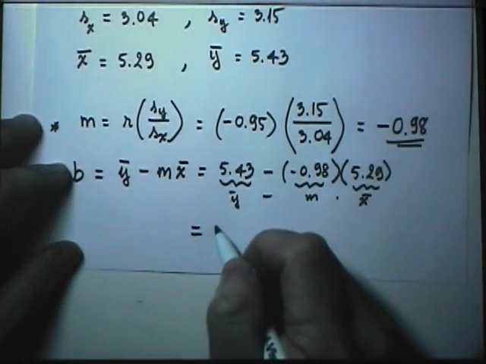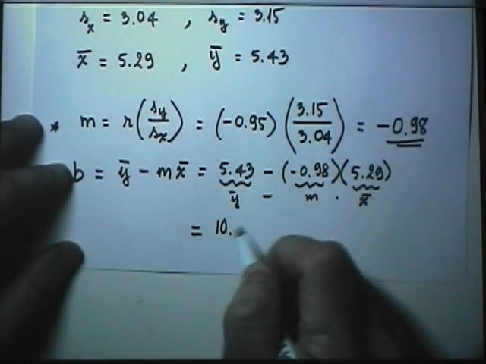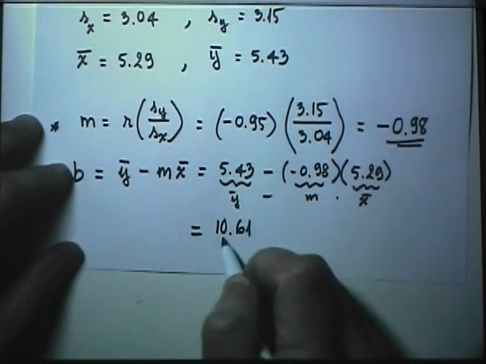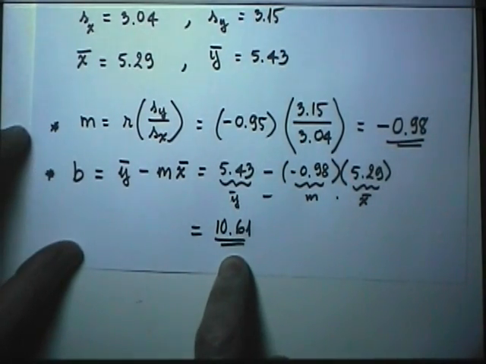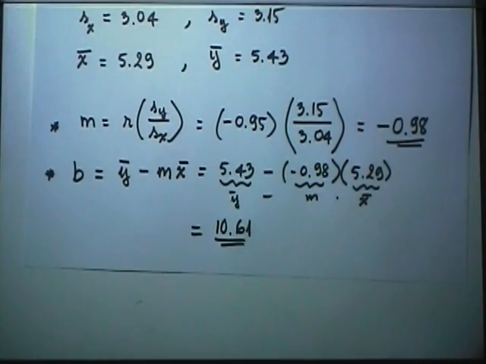Now my calculation will show it's going to be 10.61. So this is my value for the b. Okay. So now my equation would indeed look like this.